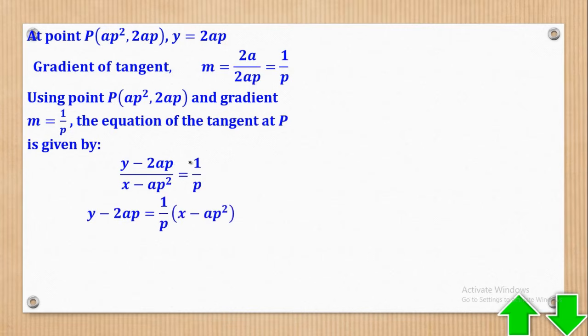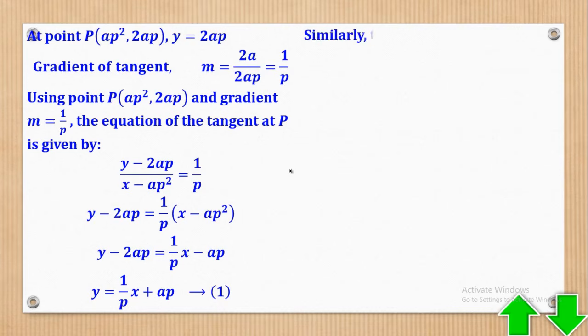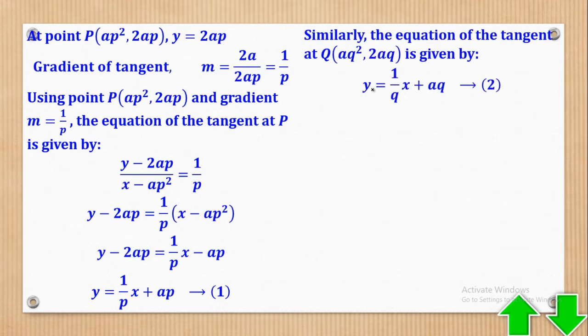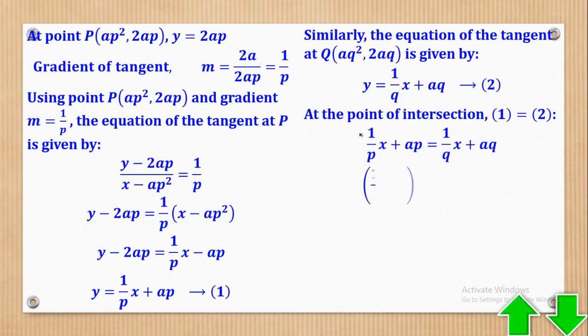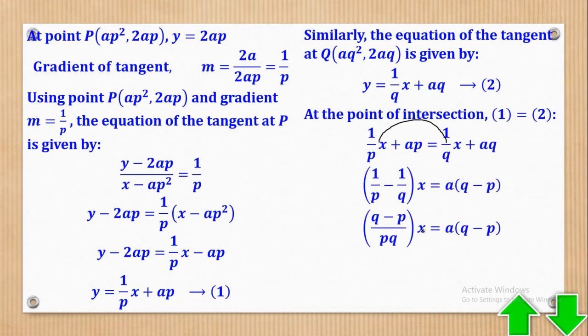Cross multiply, then simplify until you make y the subject. That is equation 1. Now similarly at point Q, the equation of the tangent is that. Now at the point of intersection, the equations are equated. Collect like terms, this one this side, then get the LCM, this and this will cancel to remain with that. Therefore x is equal to apq.